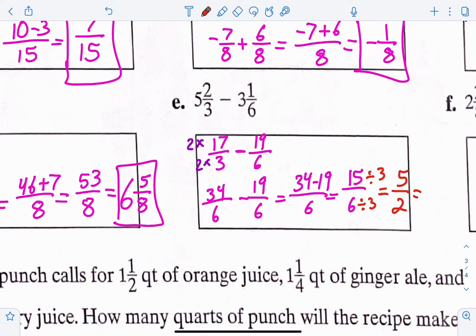And then we're going to turn that into a mixed number. 5 divided by 2, you can get 4, right? 2 times 4 is, or what am I doing? You can get 2, sorry, because 2 times 2 is 4. And then you have 1 left over, so you have 2 and 1/2 is the same as 5 over 2.